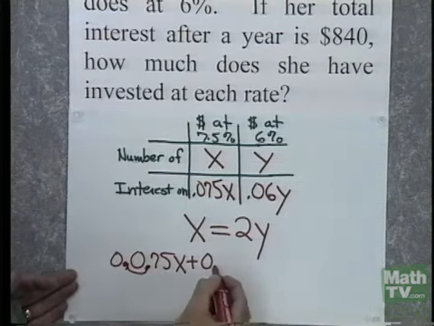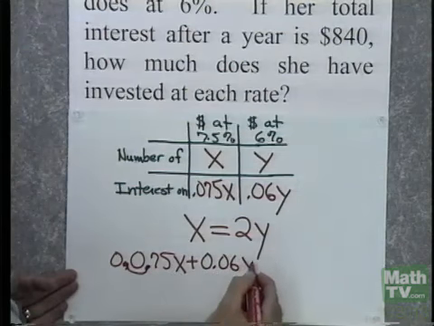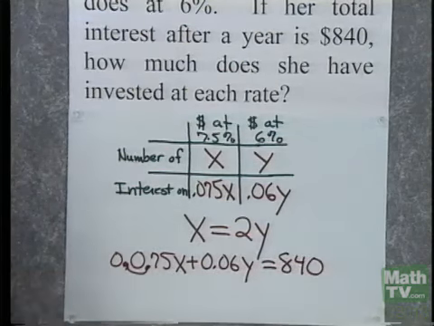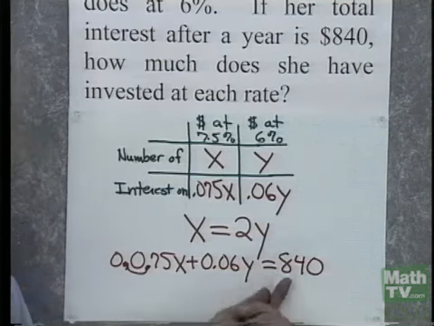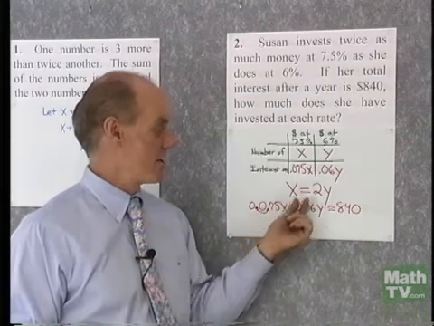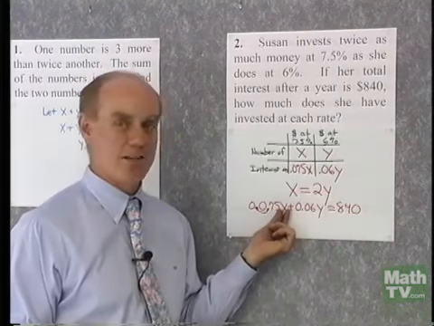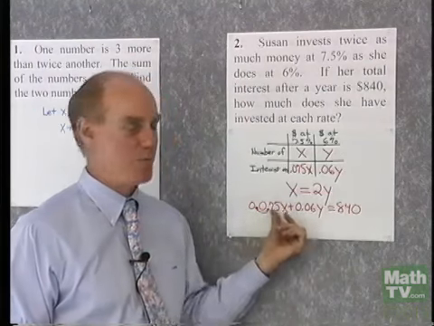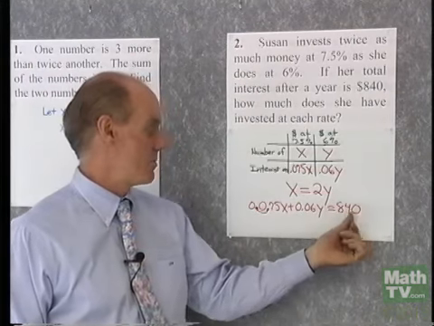0.075 X plus 0.06 Y is equal to $840. Now I would solve this system of equations by possibly multiplying this second equation through by 100 and then substituting 2y for x. So I take 2y, which is x, and put it into this equation, maybe multiply this through by 100 to clear it of decimals.